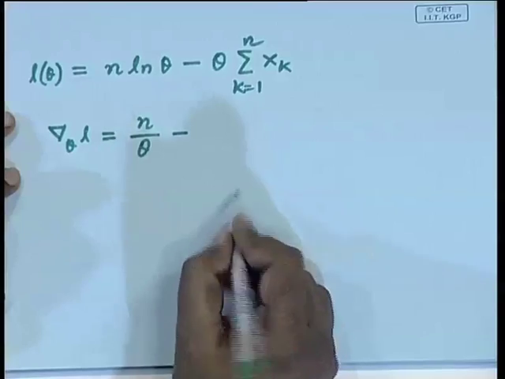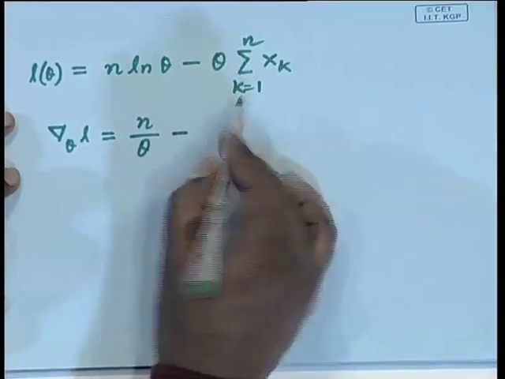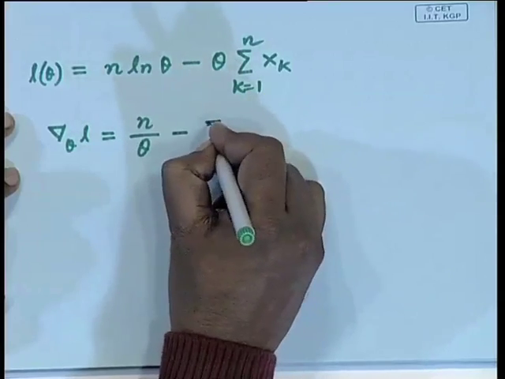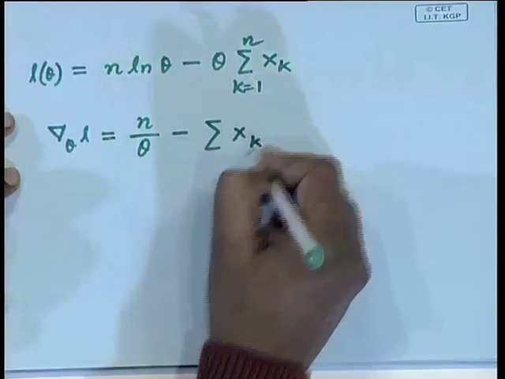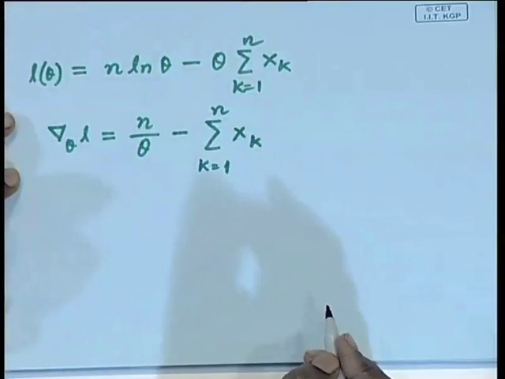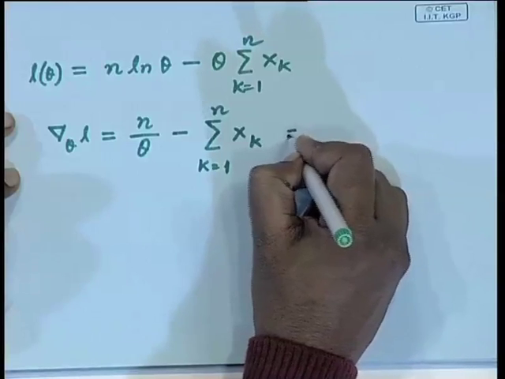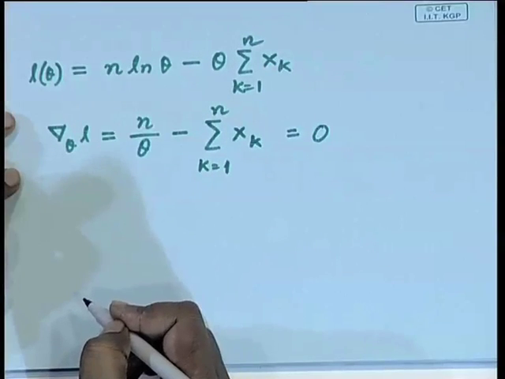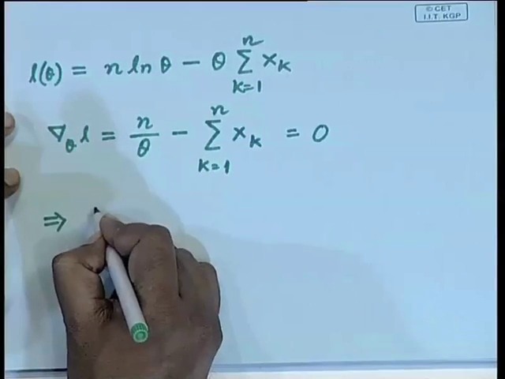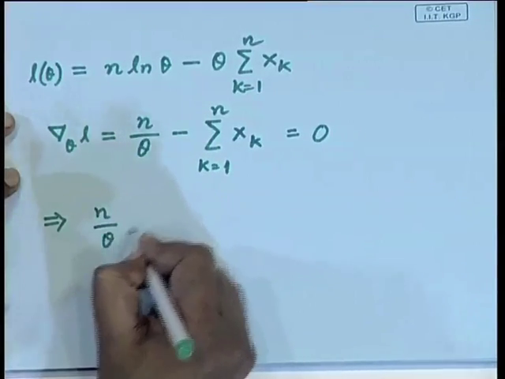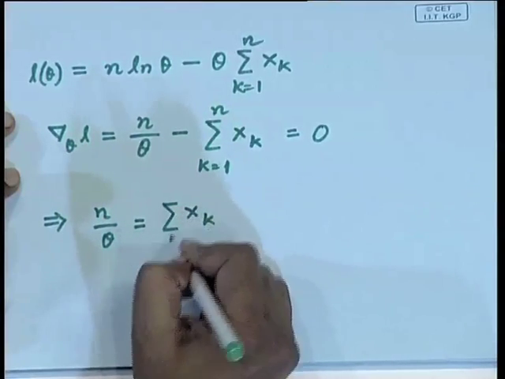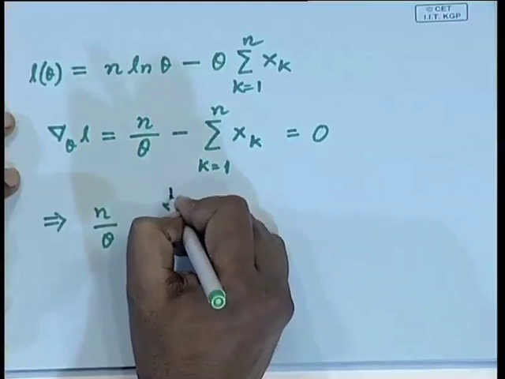minus, if I differentiate this term with respect to theta, this theta goes away. So, I simply have summation of x k. So, it becomes sum of x k, where k varies from 1 to n, and I have to equate that to 0. So, when you equate this to 0, you simply get n upon theta is equal to sum of x k, varying from 1 to n.